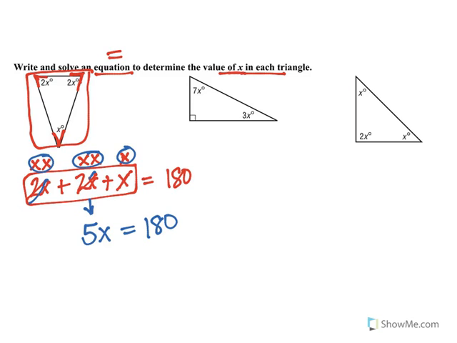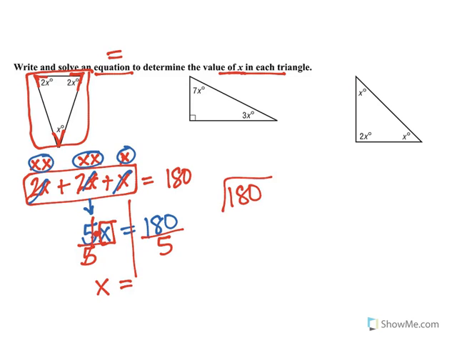What we did here, guys, we just combined like terms. Okay, so I have 5 x's, and those 5 x's, when I put them together, are going to equal 180. What's happening between the 5 and the x? Multiplication. Don't forget, separate your rooms. You're the x. How do I get rid of times 5? By doing the opposite. What's the opposite of times 5? Divided by 5. But what you do to one side, you must do to the other. So x equals 180 divided by 5.